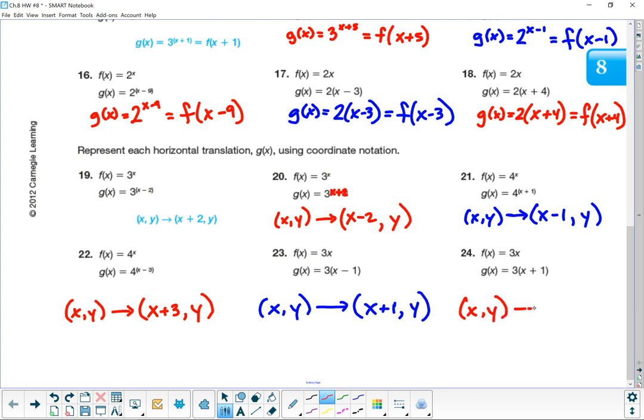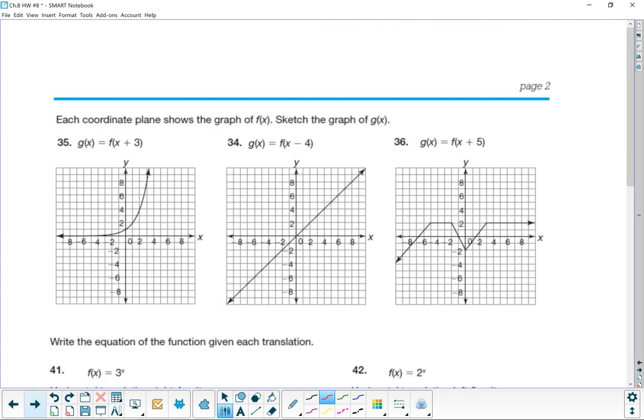xy. Instead of x plus 1, it's going to be x minus 1. So whatever you get for x, take away 1, and then the y, you leave it alone. Okay, that's pretty much it. Once you get the hang of it, these are pretty easy.